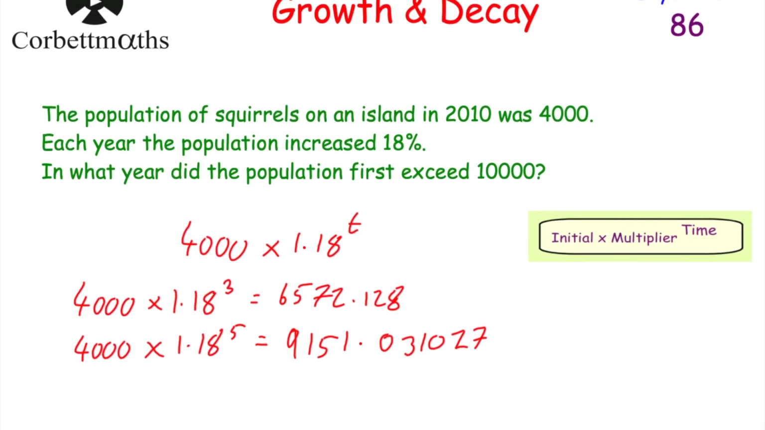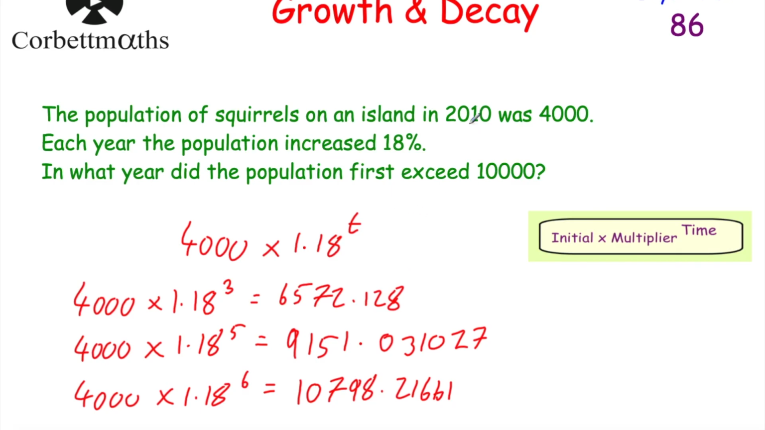So now let's try the power of 6. So let's try 6 years. So 4,000 multiplied by 1.18 to the power of 6 and see what we get. So we're going to change the power from 5 to 6. And fantastic, we've got 10,798.21661 squirrels. And as you can see, the number of squirrels has now exceeded 10,000. So after 6 years, the population of squirrels would exceed 10,000.